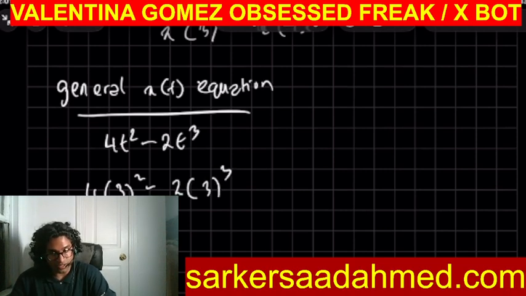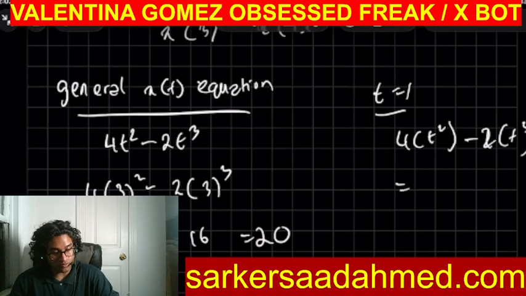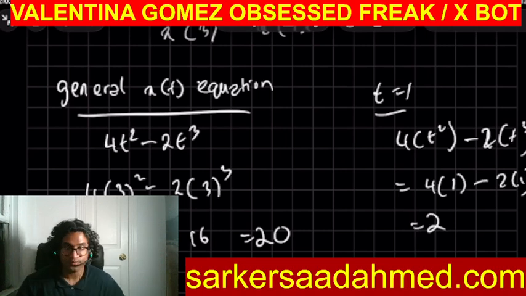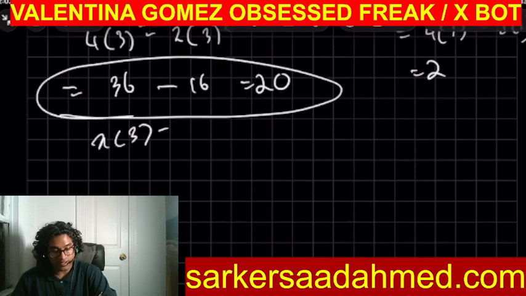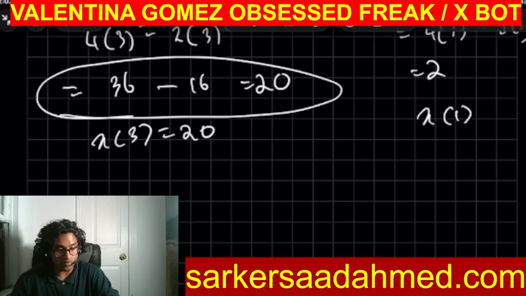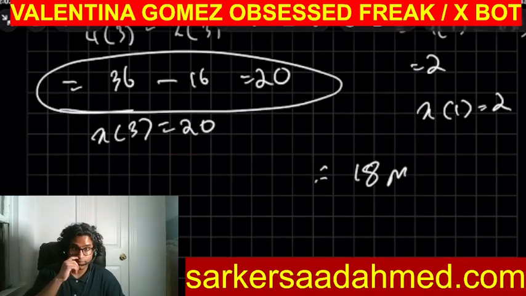So that's going to be 36 minus 16, which is 20. And for t equal to 1, I'm going to have 4t squared minus 2t cubed, so 4 times 1 minus 2 times 1, which is 2. So x of 3 is 20 and x of 1 is 2. I'm going to have 18. So it's going to be 18 meters, right?